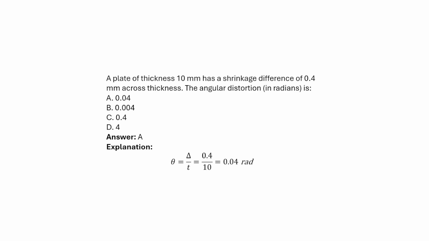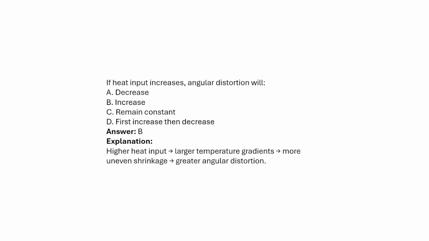Okay. A plate of thickness 10 mm has a shrinkage difference of 0.4 mm across the thickness. The angular distortion is, so the answer, we can find out by dividing the shrinkage difference by the plate thickness. That will give the angular distortion.